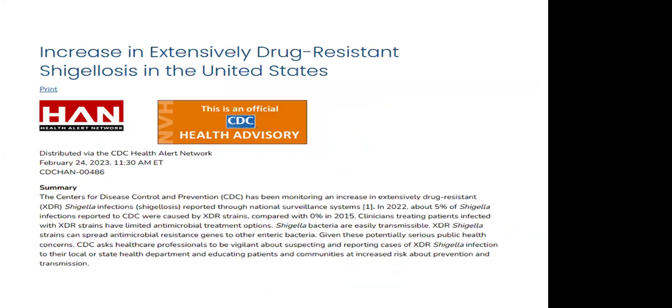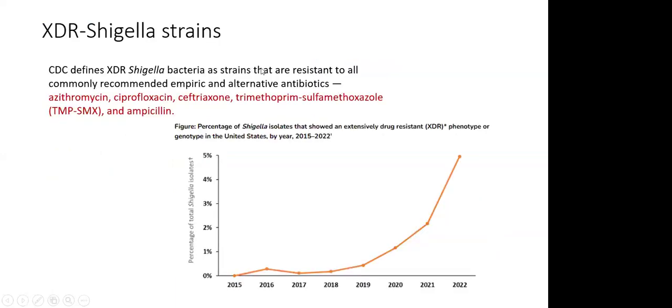Also, there has been an increase in extensively drug-resistant shigellosis, which as per CDC is defined as a strain which is resistant to all the commonly recommended empiric and alternative antibiotics like azithromycin, ciprofloxacin, ceftriaxone, cotrimoxazole, and ampicillin. That is an XDR Shigella strain, and a study found that the cases were zero in 2015, but they increased to 5% in 2022 and to 8.5% in 2023. So there is an increase in XDR Shigella strains.